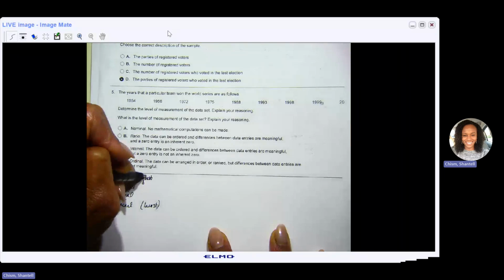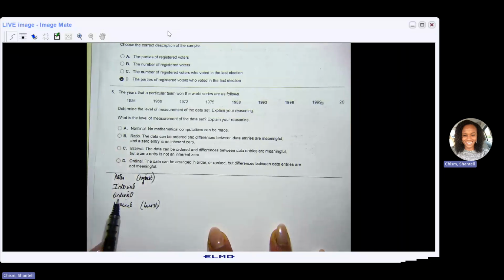So nominal is just categorical. Ordinal is usually still categorical, but it's put in order. Interval is typically data that is numerical. It can be ordered, and you can find differences among the data. Ratio, you can do everything that interval can do, but in addition to finding differences, you can also find multiples. And zero is an inherent zero. So in this case, we're talking about the years a particular team won the World Series.